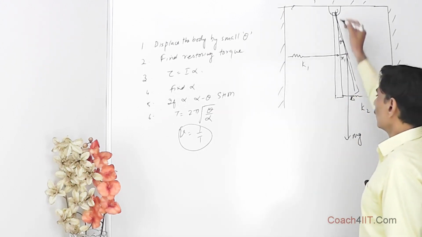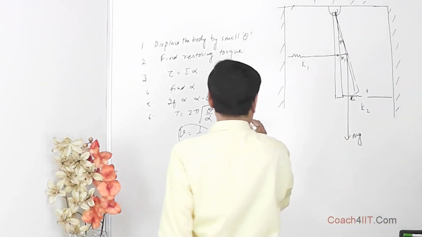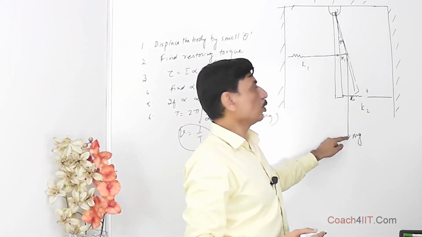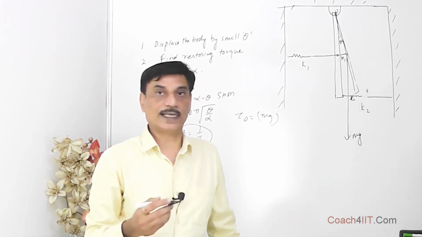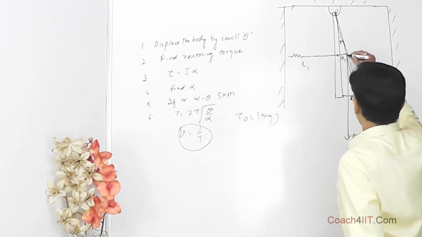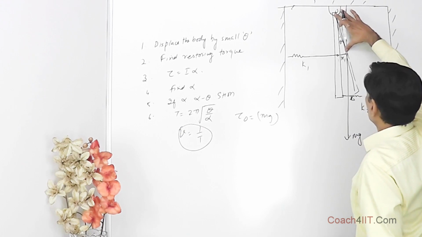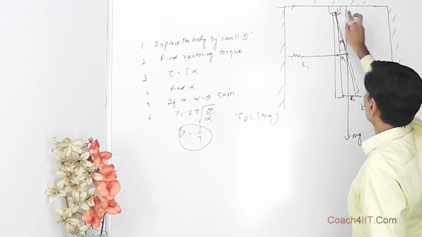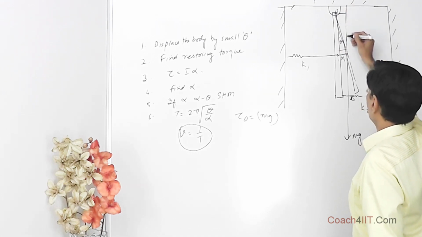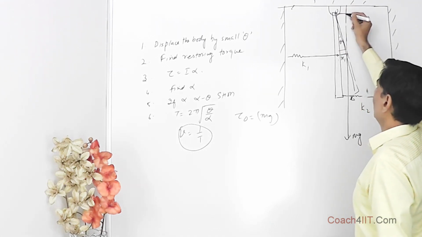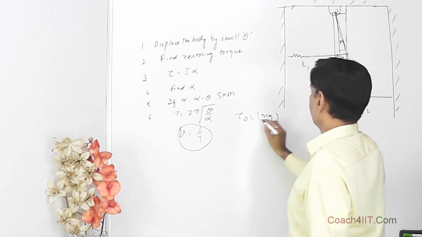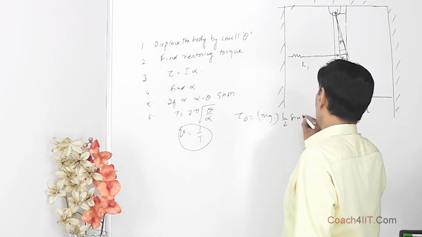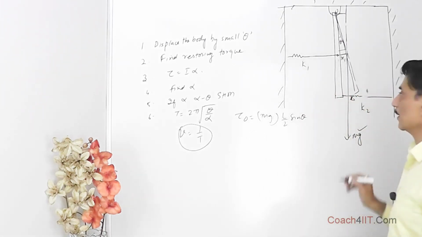So let's talk about torques about O. The torque of mg about O is force into perpendicular distance between the line of force and the axis of rotation. This is the line of force. This is L by 2, so this is L by 2 cos theta, and from here to here it is L by 2 sin theta. The distance between the line of force and the axis is L by 2 sin theta. So the torque is mg into L by 2 sin theta. This is the torque of this force.